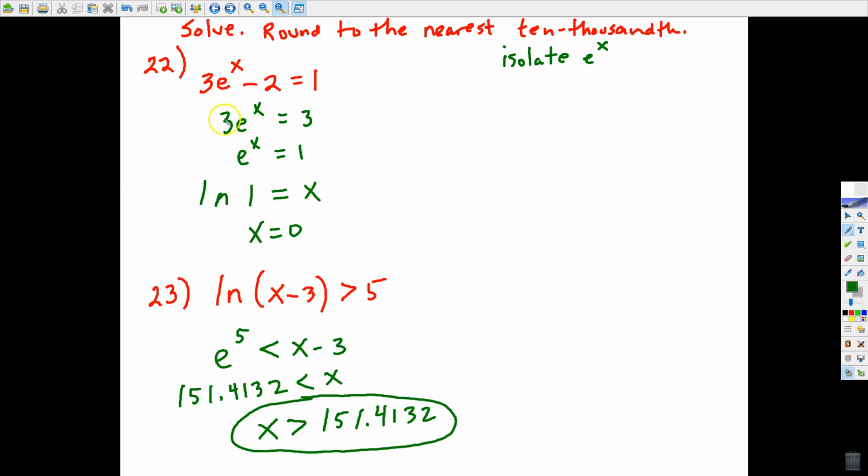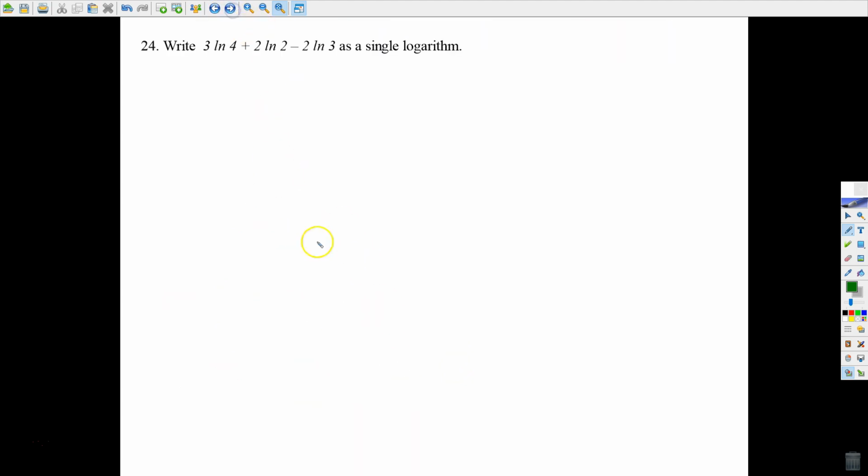So you need to be good at taking exponential, making it log, or taking log and making it exponential, and then know how to solve from there. All right, number 24, another problem practicing the log properties. So these numbers like 3 and 2 and 2, before we can combine these into single logs, we need to make these become exponents.